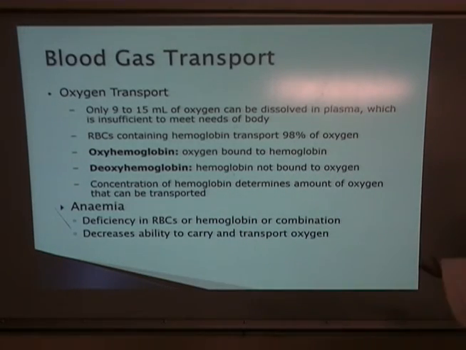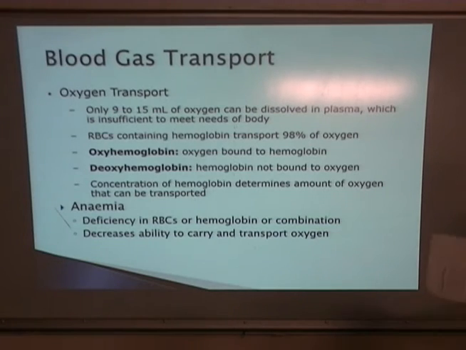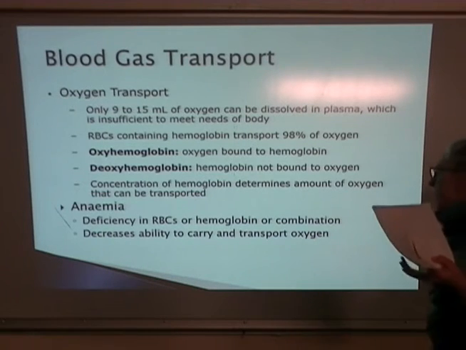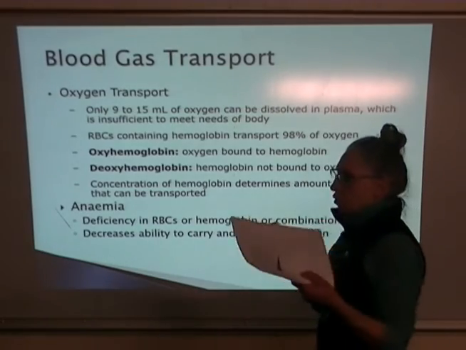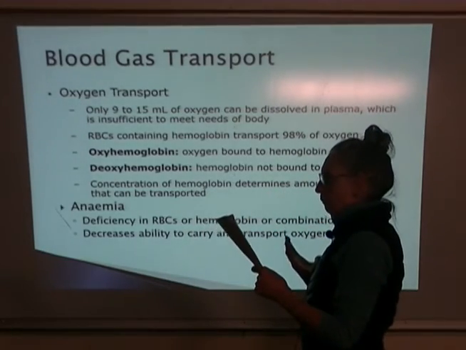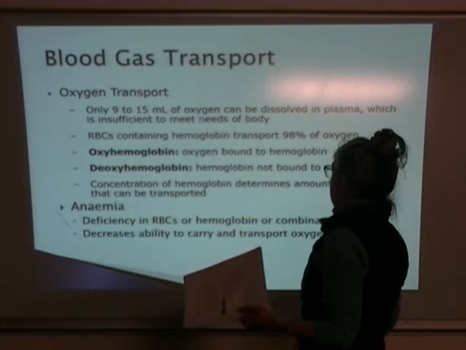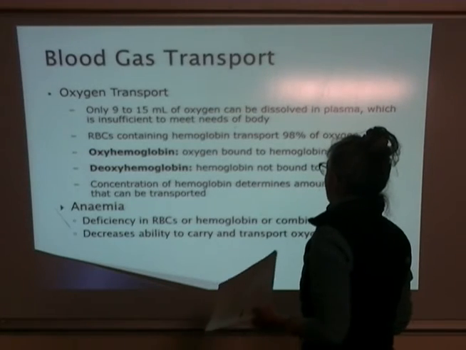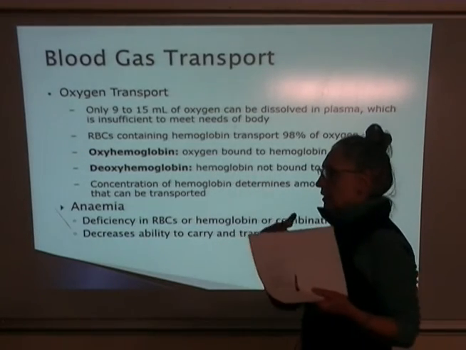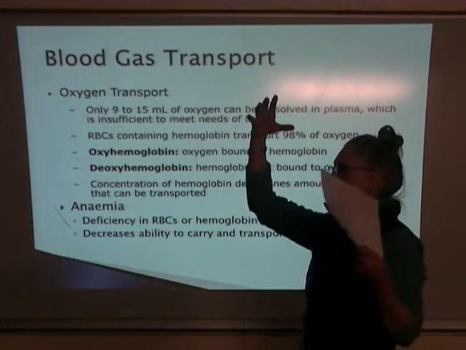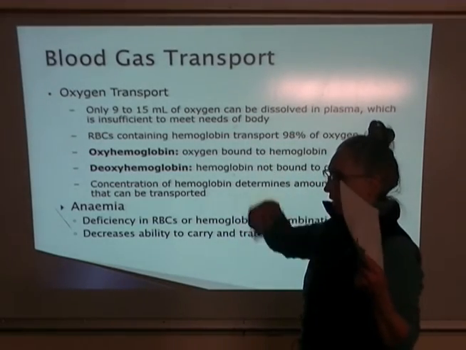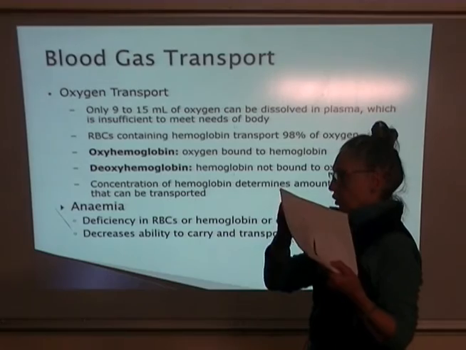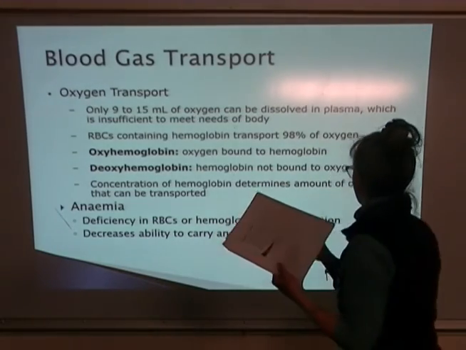When the hemoglobin has oxygen on it, that's now called oxyhemoglobin, right? That just means that there's oxygen bound to the hemoglobin. Deoxyhemoglobin is hemoglobin that is coming around the circulatory system that doesn't have oxygen bound to it anymore.